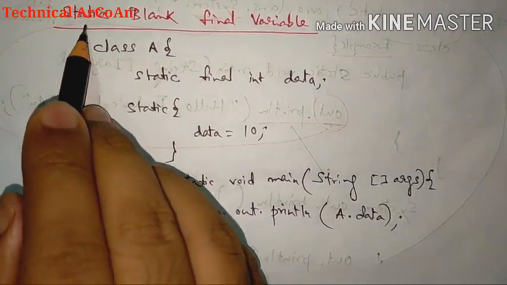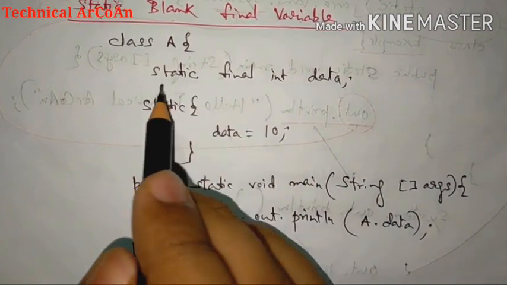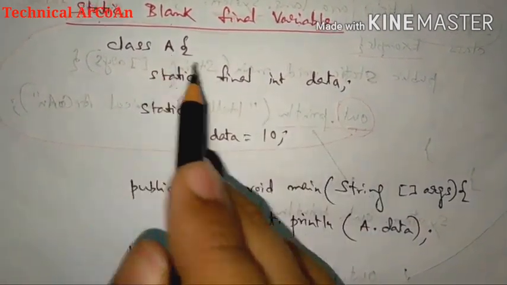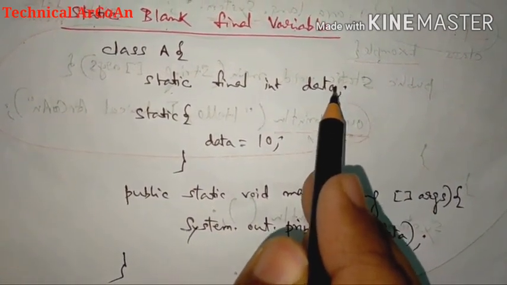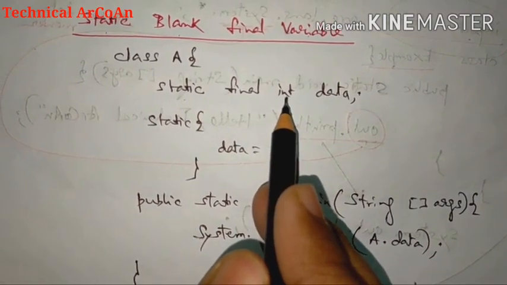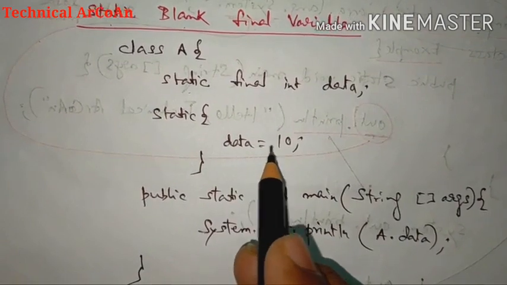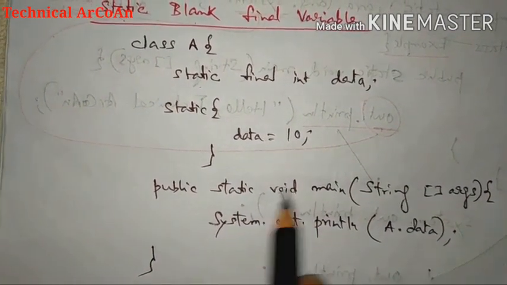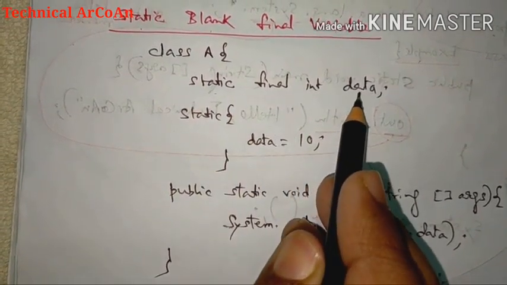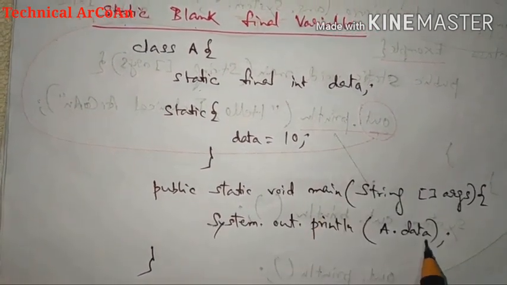Now the example for a static blank final variable. Okay? Now we define a member which is static and also final: static final int data within the class A, but we do not initialize the value. So what happened? If it is a static blank final variable, then initialization is done only within the static block. That's why we gave a static block and initialize data = 10. After that we print the value within the main function. As it is a static member, we just call the class name dot the member name.